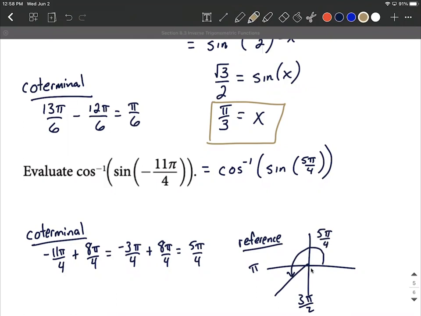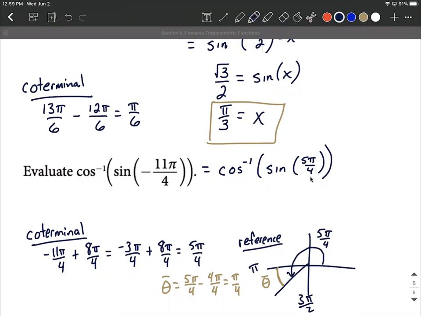Next, I'm going to find the reference angle, which is always drawn to the x-axis. I'm going to call that theta bar. Theta bar can be computed as 5 pi over 4 minus pi, or I'm going to rewrite that as 4 pi over 4, strategically rewriting this pi so I have a common denominator. Our reference angle in this case is going to be pi over 4.